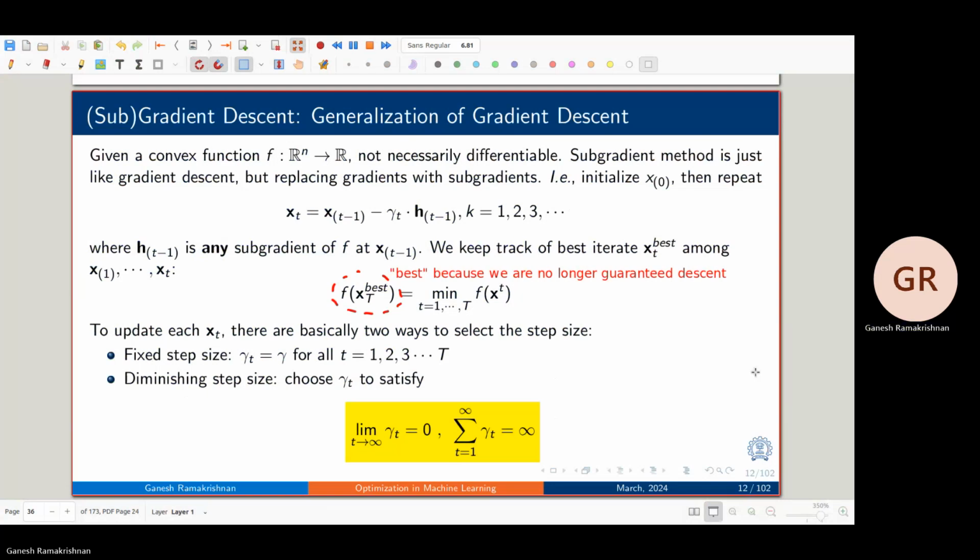But then you are no longer guaranteed descent. That's an important thing. If you recall, for smooth functions, we were able to even guarantee descent. In subgradient descent, I don't even know if the direction is a descent direction. So what we do is we'll keep the best direction so far.